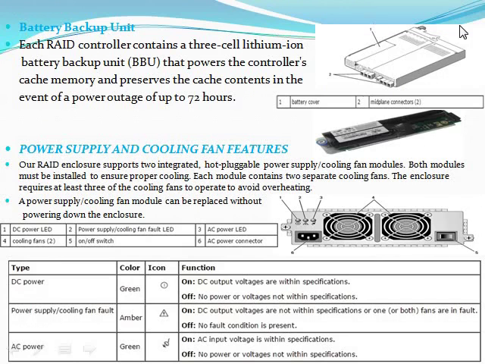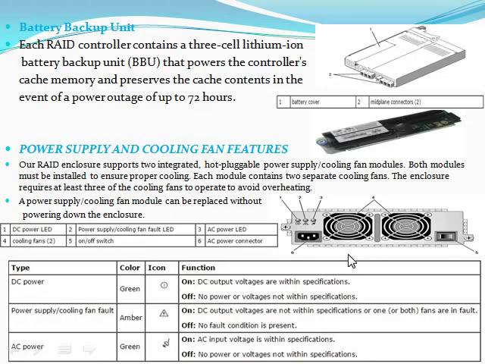Now come to battery backup unit. Previously I told about that. Now come to power supply and cooling fan feature. Our enclosure supports 2 integrated hot-pluggable power supply and cooling fan modules. Both modules must be installed to ensure proper cooling. Each module contains 2 separate cooling fans, and the enclosure requires at least 3 of the cooling fans to operate to avoid overheating.